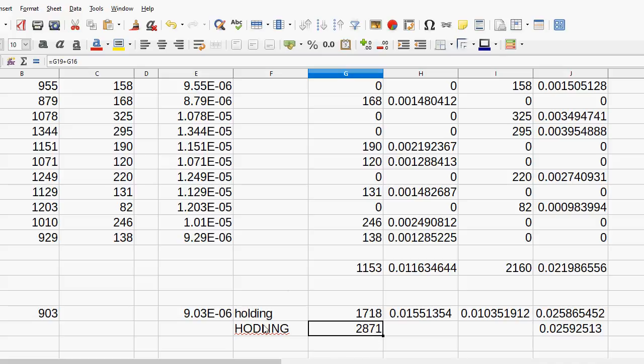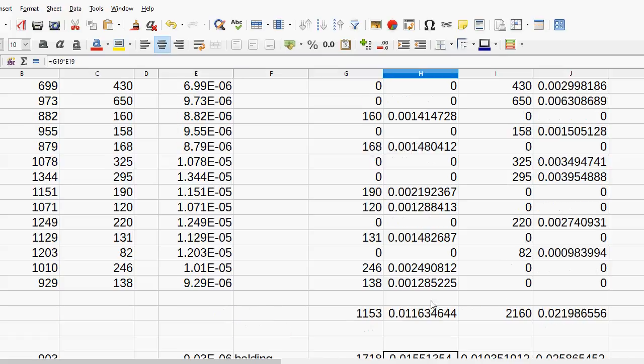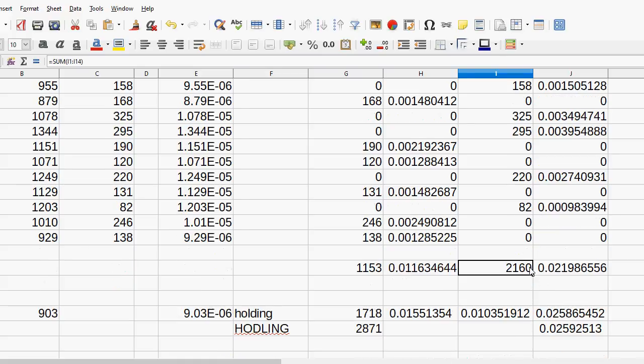So I'll call it hodling versus holding, I guess. I don't know which other way of putting it. I ended up having what's in here. I bought 1153 for 0.011 Bitcoin. I sold 2160 for 0.022 almost. So I'm up about 0.01 Bitcoin, which is this number here. At the price of 903, they are worth that.